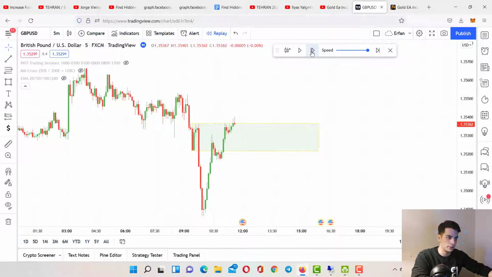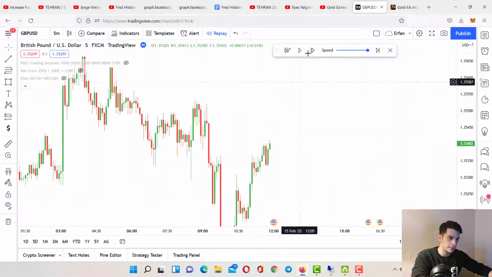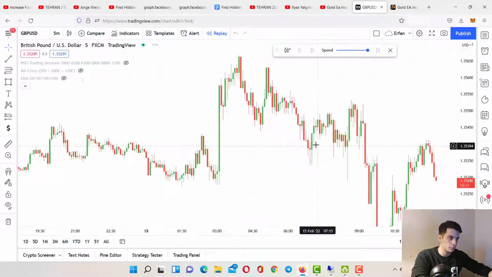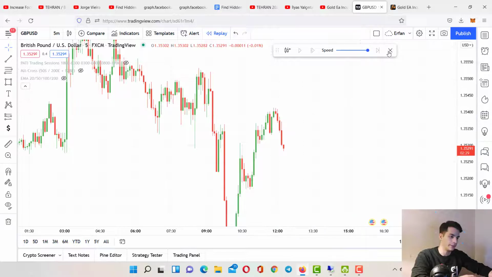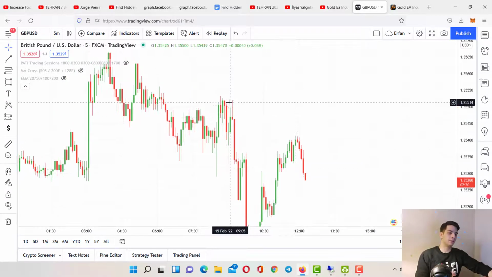I'm not sure, but yeah, this order block is already broken. I didn't take that, but I'm just saying that we had that high probability order block as well, and we are in this area right now. So this is what happened, guys, for GBPUSD. Everything seemed okay, but this candle kind of screwed up everything because I wanted to reverse.